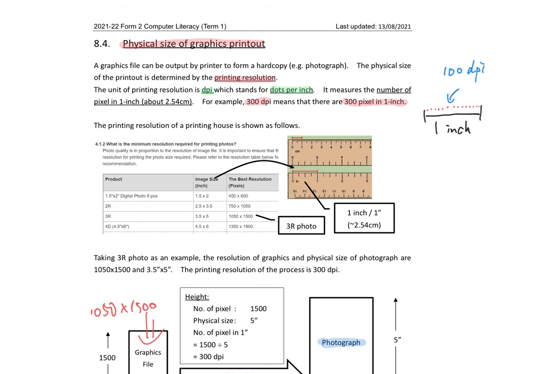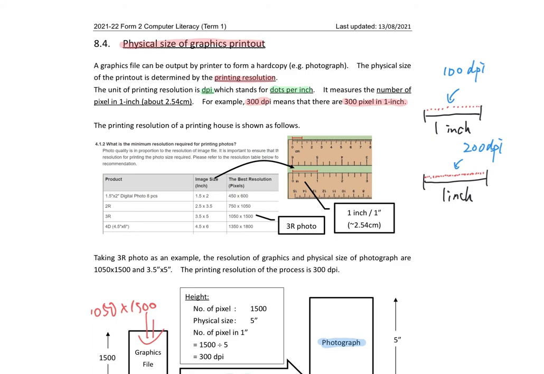Alright, so let's have a comparison. On the other hand, if we print it using 200 dpi, that means the number of dots inside 1 inch will be increased, so it is doubled. We can say that the density of the dots will be much higher.